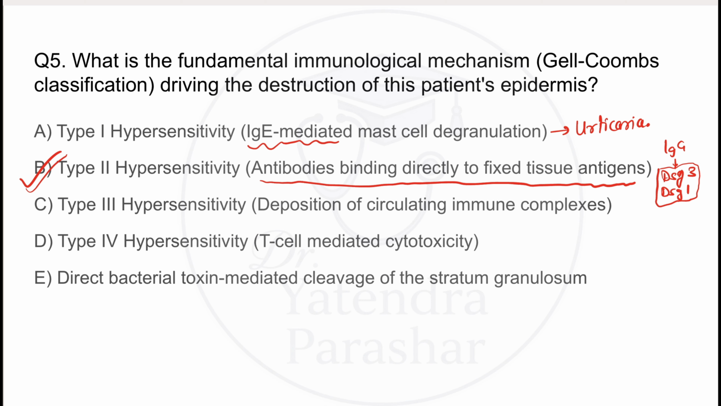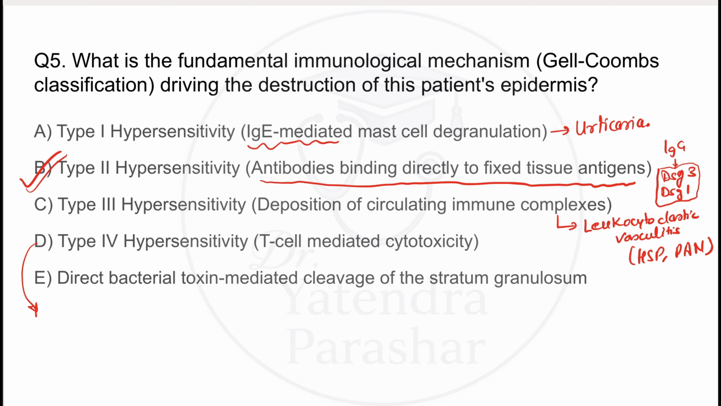Option C, type 3 hypersensitivity, that is the deposition of circulating immune complexes. This is seen in cases of leukocytoclastic vasculitis like Henoch-Schönlein purpura or polyarteritis nodosa.